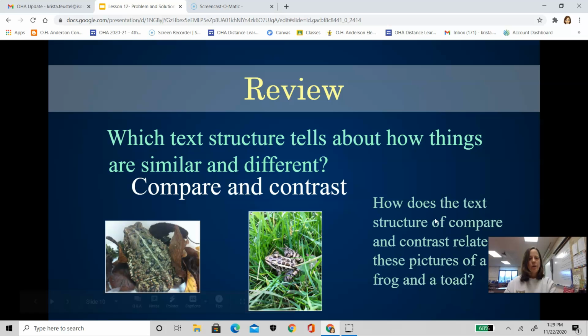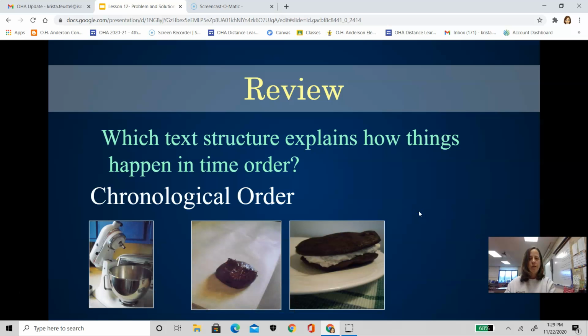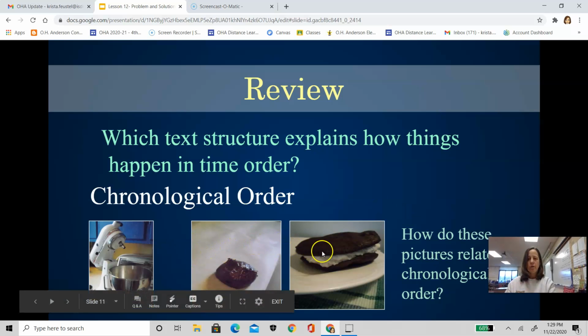How does the text structure of compare and contrast relate to these pictures of a frog and a toad? Well, we can see that maybe there is a difference between the two. And how are they different and how are they similar? Which text structure explains how things happen in time order? Chronological order or sequence. And you can look at these pictures to try to relate to chronological order. How do these relate to chronological order?